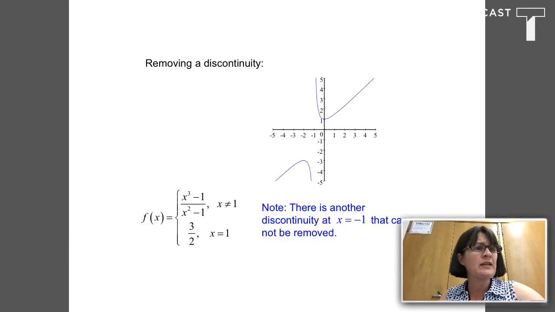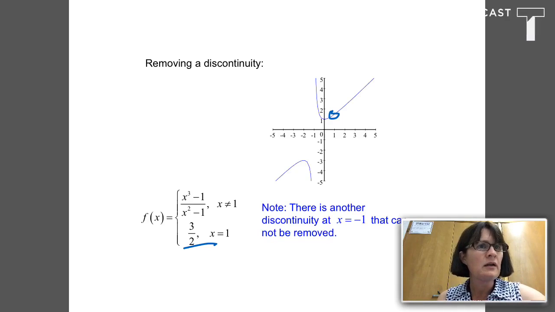Here's a graph of the function x cubed minus 1 over the quantity x squared minus 1. If I had zoomed in on this function before I had filled in the hole, then right here where x equals 1, I would have seen a hole. But now this is the new function and that hole's been filled in.